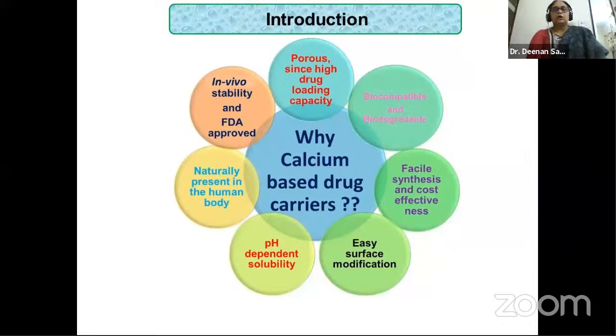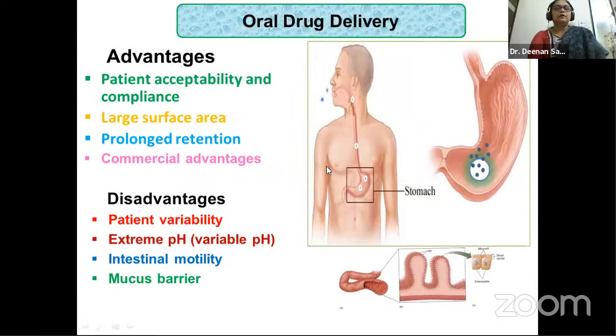Since my route is oral drug delivery, there are advantages: patient acceptability and compliance, large surface area, prolonged retention, and commercial advantages. Coming to the disadvantages, there is patient variability, extreme acidic pH, intestinal motility, and the mucus barrier. These are all the difficulties. Whatever carrier we design should overcome all these difficulties.